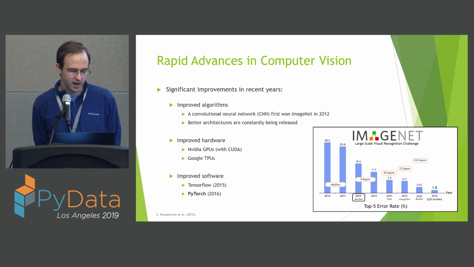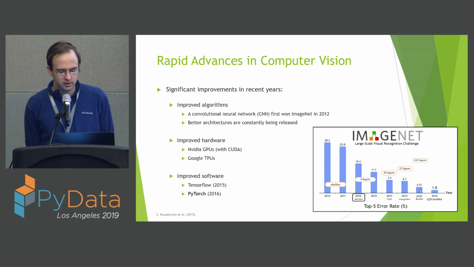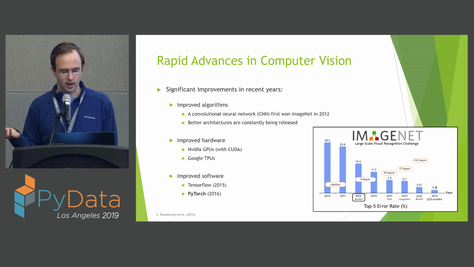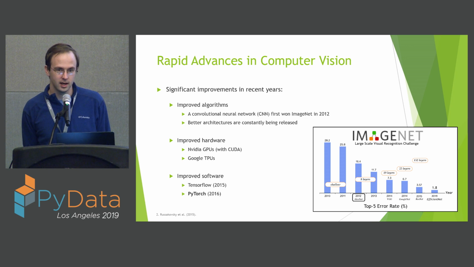And this is due to a number of factors. First, improved algorithms. Convolutional neural network architectures have gotten better. New architectures are constantly being released, on the order of every few months. That's coupled with improved hardware. Computer vision is computationally intensive. The algorithms have existed for a while, but the hardware has been improving rapidly, with NVIDIA GPUs that run CUDA and Google TPUs that run algorithms efficiently.